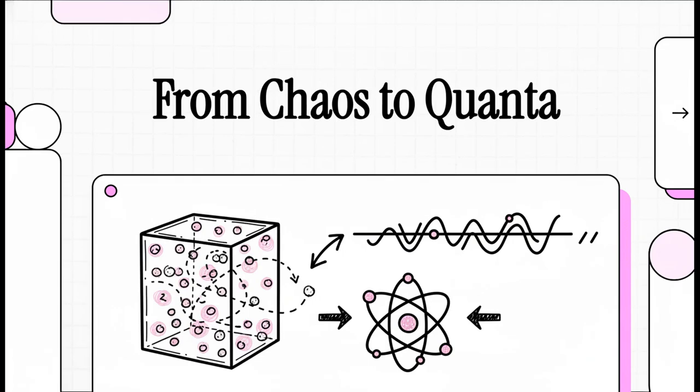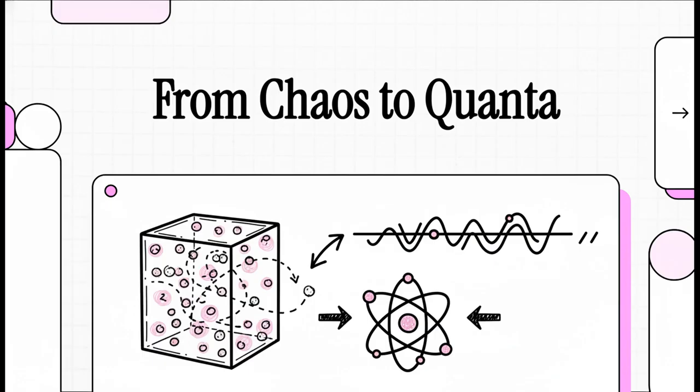Welcome to this explainer. Today, we're diving into one of the absolute most fascinating pivots in the entire history of physics. I want you to picture something for a second. Imagine a sealed glass box, and inside that box, there are trillions upon trillions of invisible molecules, just relentlessly bouncing off the walls and smashing into each other at unimaginable speeds.